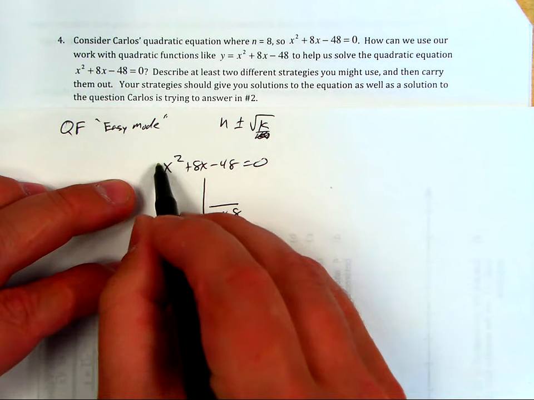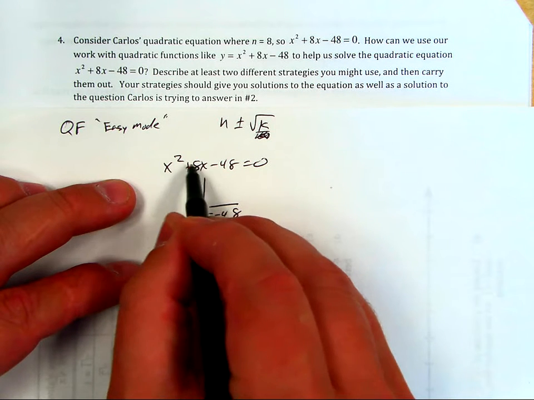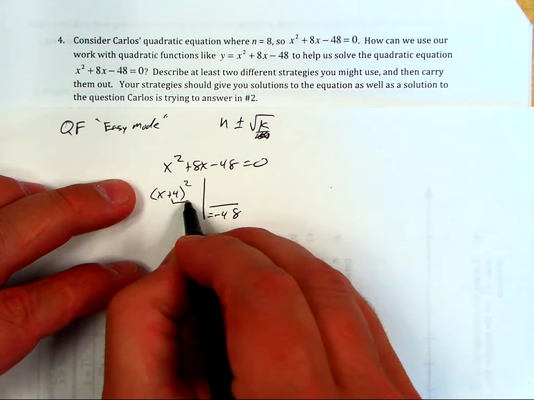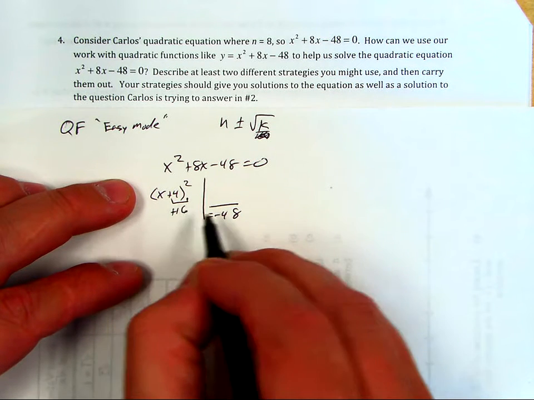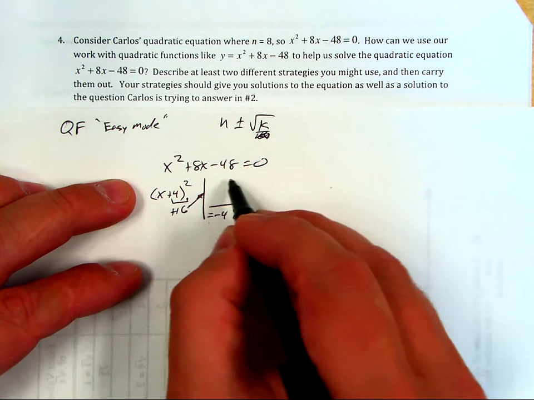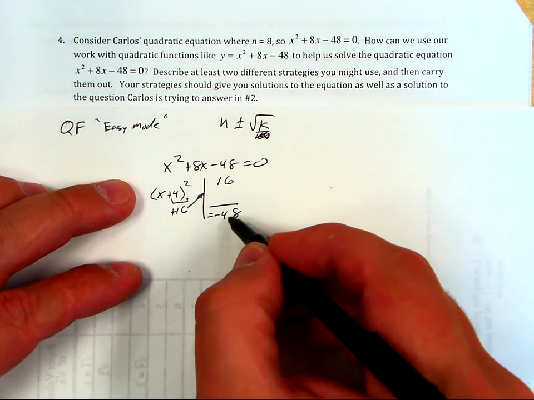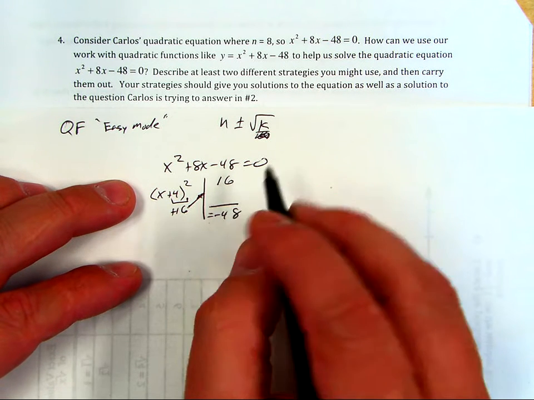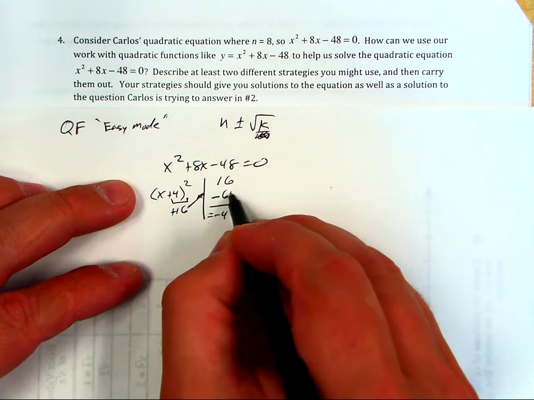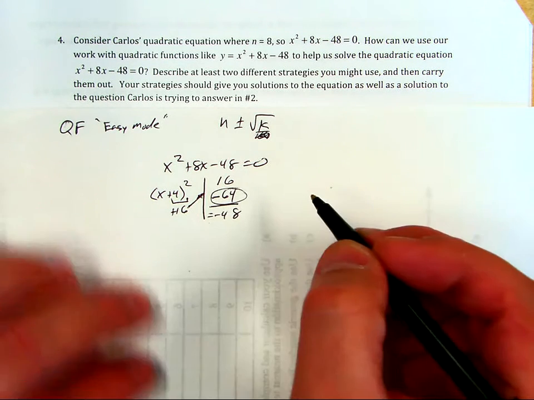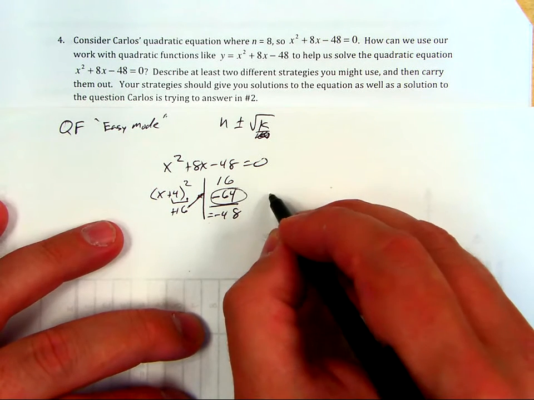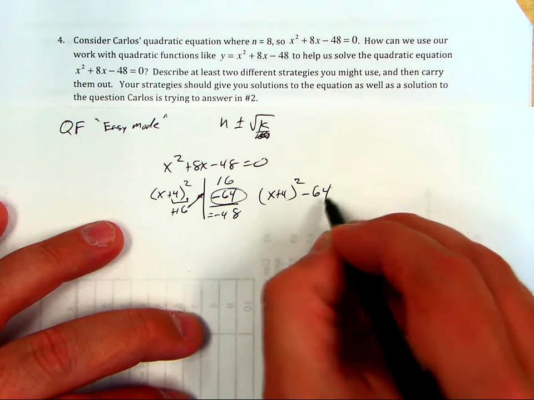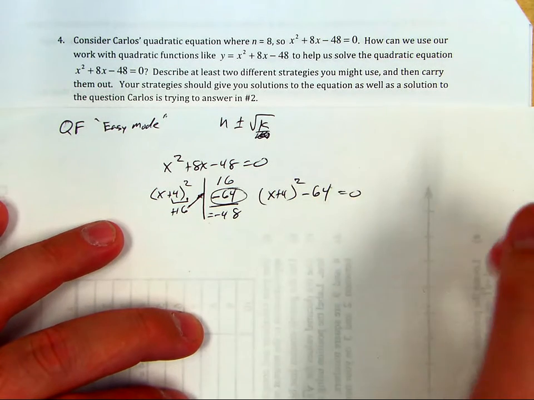So remember you need to have a 1 right here. So we split b and we write our binomial. So it's x plus 4. We're squaring that, right? What's 4 squared? We're adding 16. So does adding 16 get us to where we need to go? No, it doesn't. So we need to go from positive 16 down to negative 48. That means we have to subtract 64. So the vertex form of our function becomes x plus 4 quantity squared minus 64, and that equals 0.